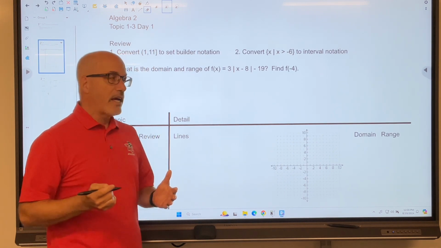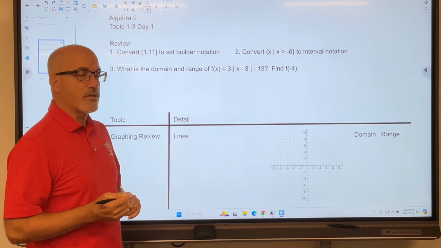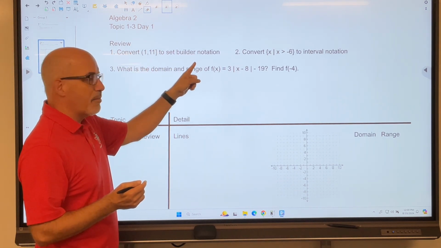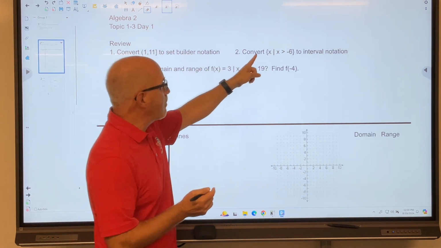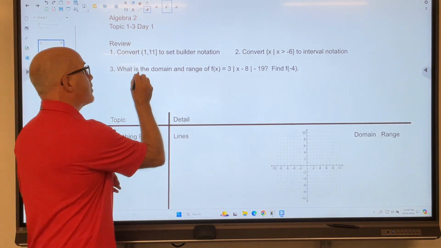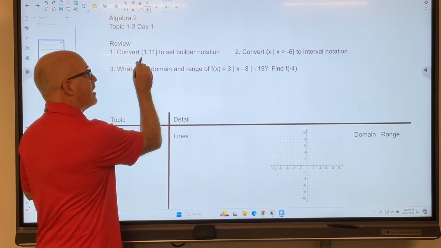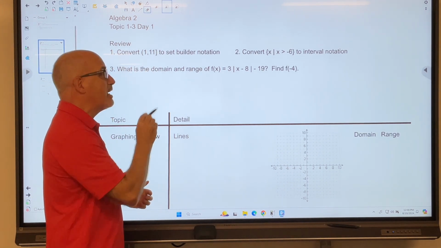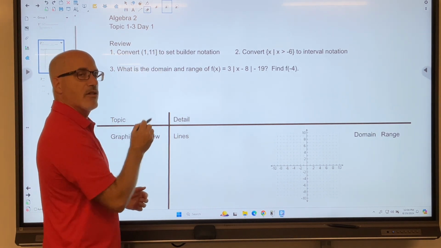Now that you've tried the problems, let's go ahead and go over the solutions. First of all, converting from interval notation to set builder notation, and then going backwards, is an idea that we need to make sure we master. This is interval notation, saying the numbers between 1 and 11, not including 1, but including 11.